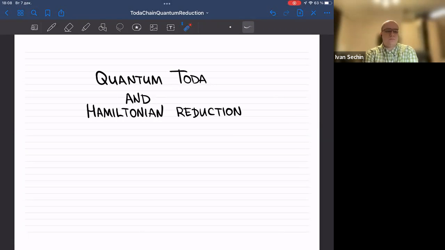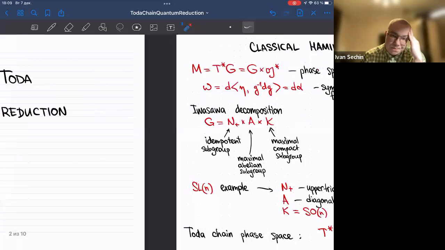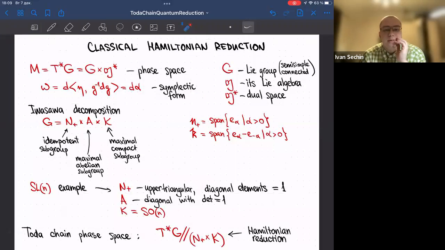Well, let's start. Today I'm going to continue the talk of Mikhail. I would like to say how these Whittaker vectors and Whittaker functions can be connected with Hamiltonian reduction for the classical Toda chain, and what the general scheme is. I will use some written slides. Maybe it will be too fast, but you can stop me at any moment.